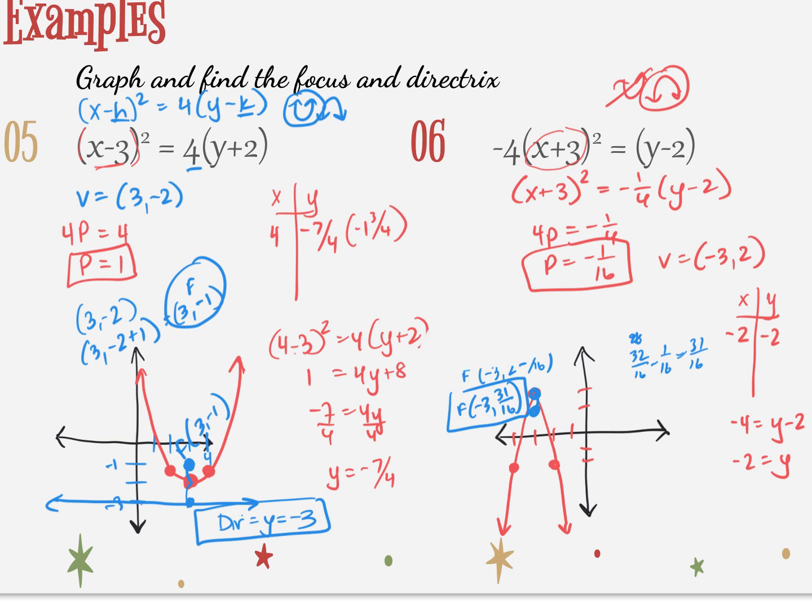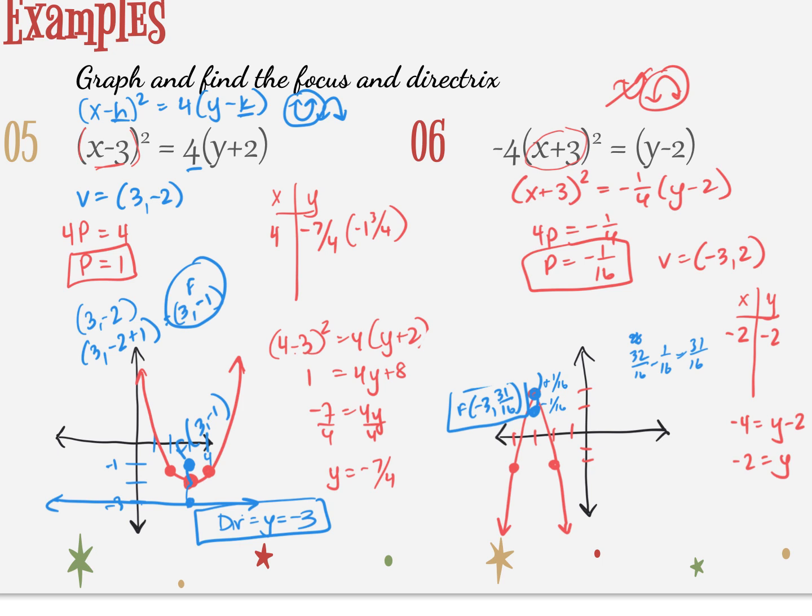Let me kind of erase this. I'm erasing it because it can get kind of messy. But I know that my focus is always inside the parabola, and it's going to be 1/16 unit below that vertex. And my directrix is going to be 1/16 above it. So I'm going to go up 1/16, and here I'm going to go down 1/16, if that makes any sense.